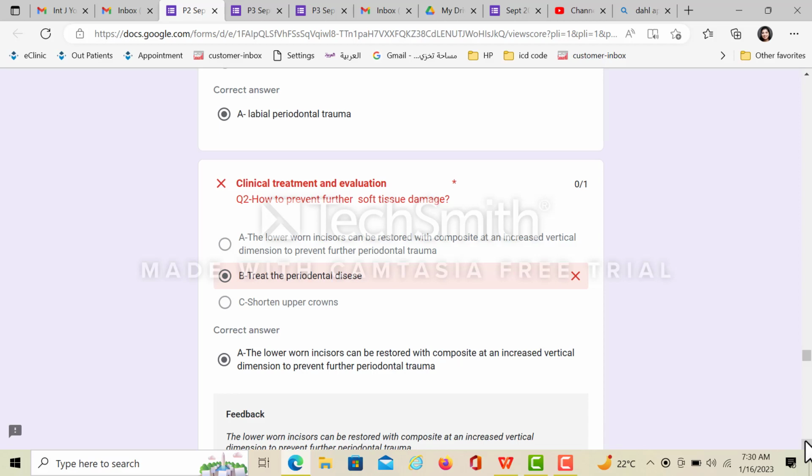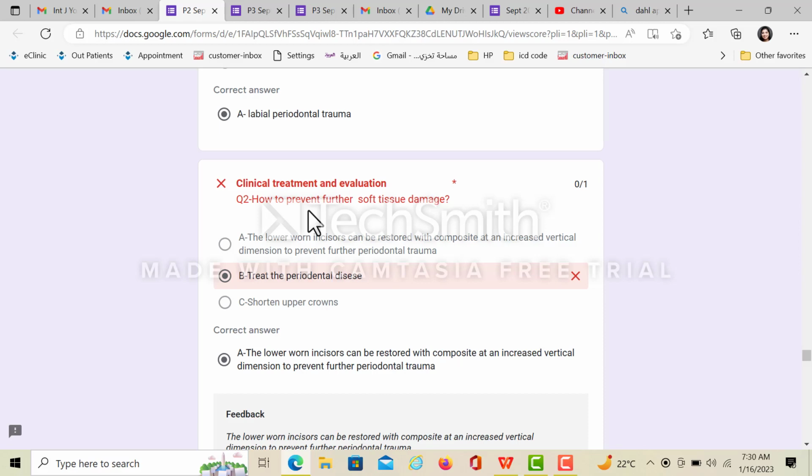So, the beautiful thing about this question is, for example, even if you had attempted the first question wrong, the second question is still giving you a hint that the answer has to be in the soft tissue. It cannot be a sensitivity issue, because this is asking you how to prevent further soft tissue damage, because this question is assuming that you must have answered the previous question properly. Got my point?